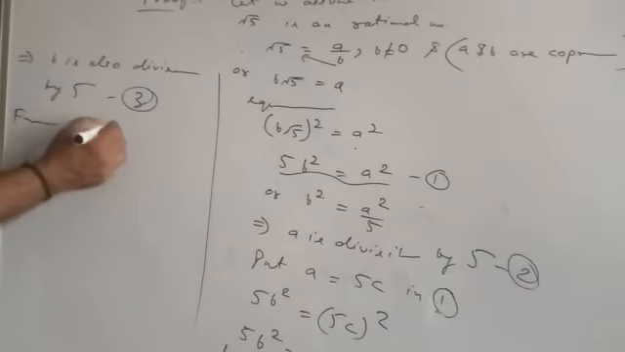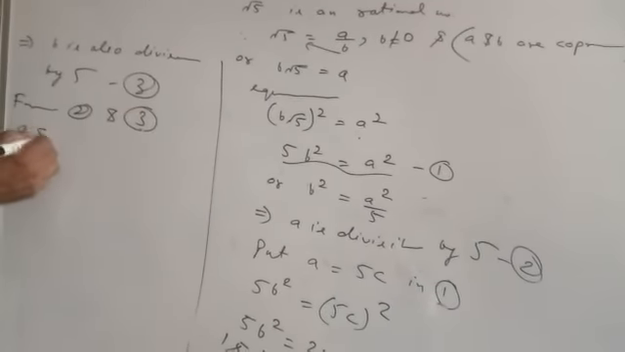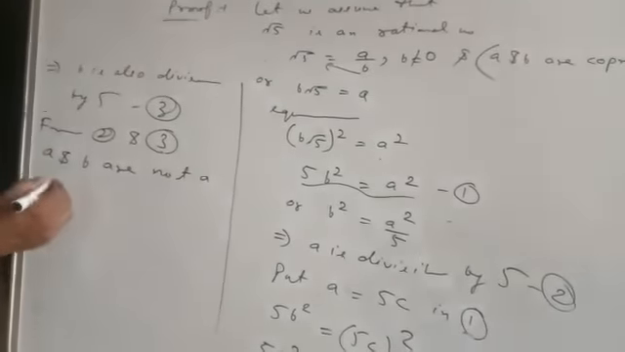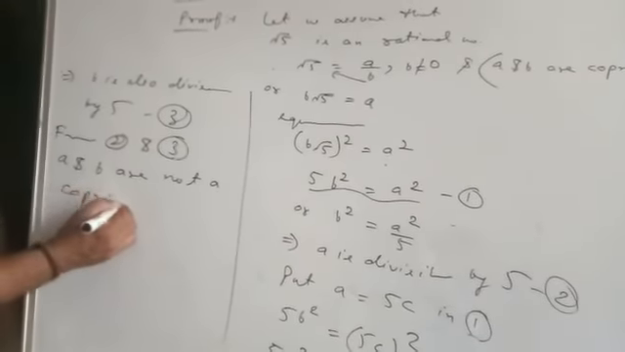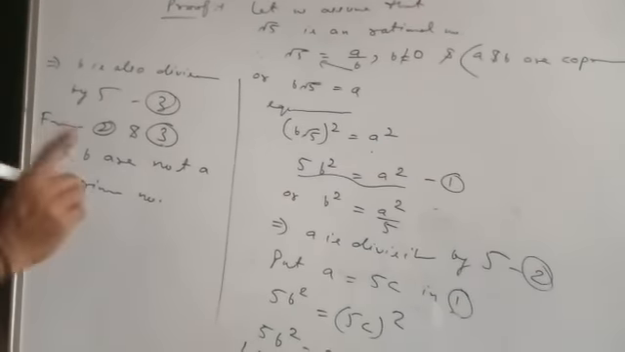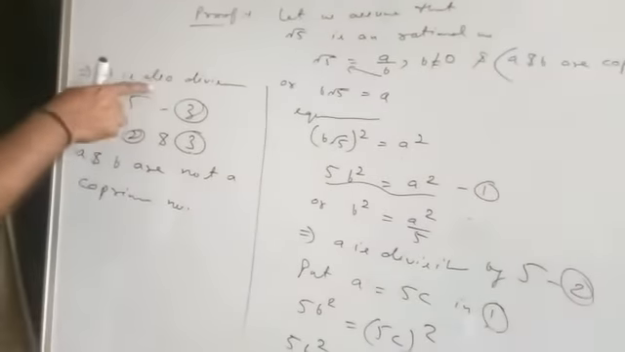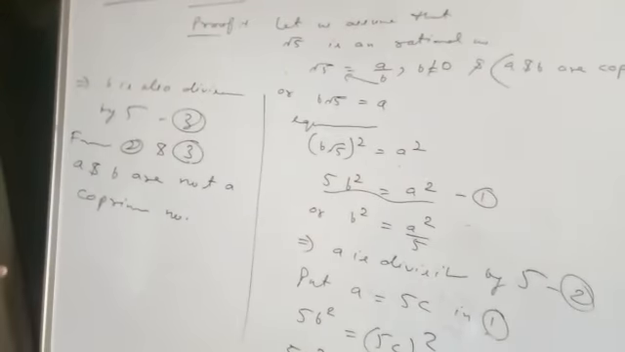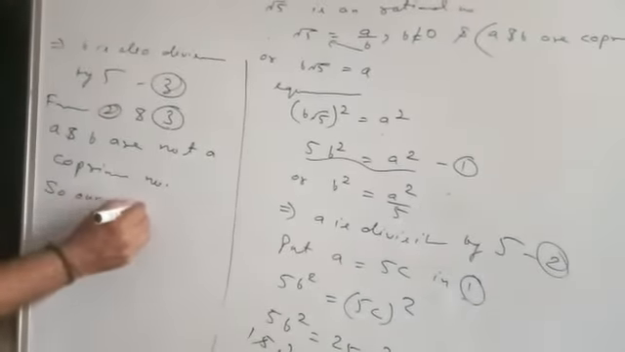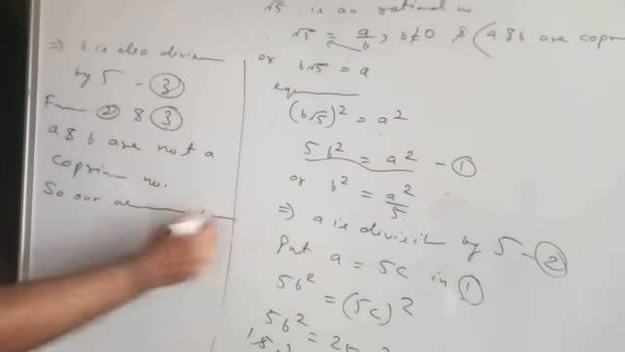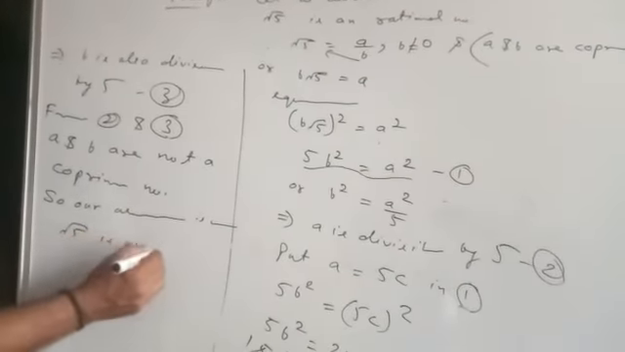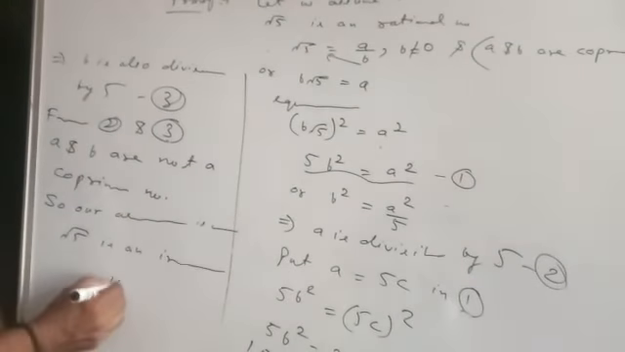From second and third, a and b are not co-prime numbers. Why? Because co-prime numbers have only one common factor, but they both are divisible by 5. So our assumption is wrong. Therefore root 5 is an irrational number. Hence it is proved.